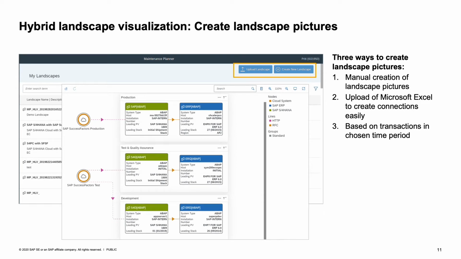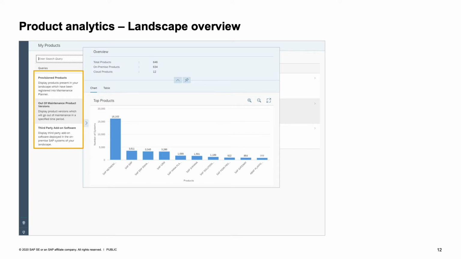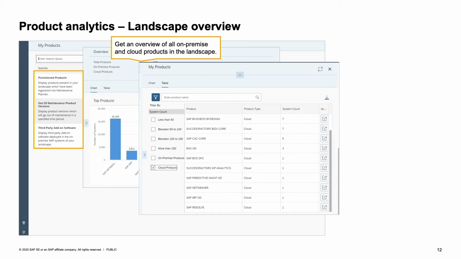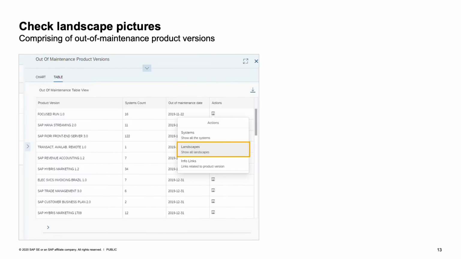Now talking about the second capability that I mentioned, which is the product analytics, which allows you to get a full landscape overview. With this functionality, you get a full overview of your hybrid landscape in a few simple clicks. You can drill down to all the details. For example, based on the product selected, you can view different product versions present in your landscape. This enables you to make strategic decisions based on the product versions in your landscape. You can also easily identify the product versions which are going out of maintenance in a selected time period.